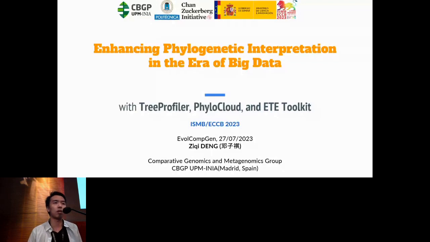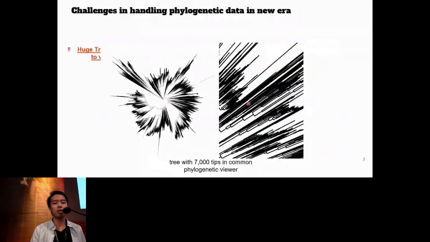First of all, a huge tree is very difficult to visualize. Here we showcase an example of a tree with 7,000 tips opened in a very common phylogenetic viewer. As you see in the right panel, you can see when it collapses. When we zoom in, the branches are collapsed and stick together, and they become unreadable and difficult to extract information from.